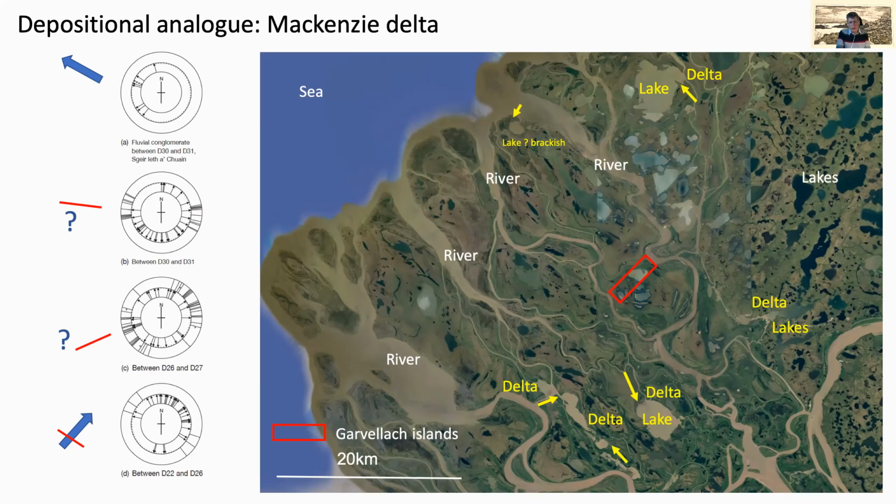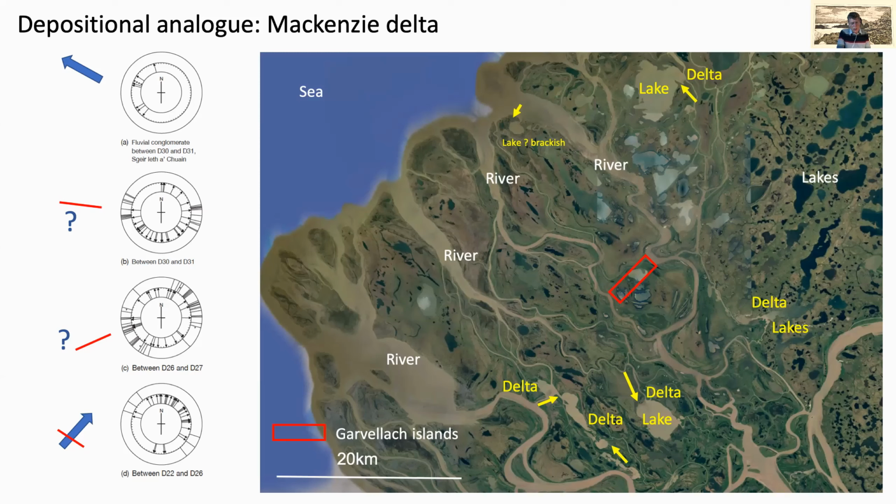And I've indicated in yellow the direction with which the river supply enters the lake. And you can see it's all over the shop. So some of those are pointing towards the sea, and some of them are pointing towards the land, and some of them are going up, and some of them are going down. And that's by virtue of the fact that these lakes are relatively small.